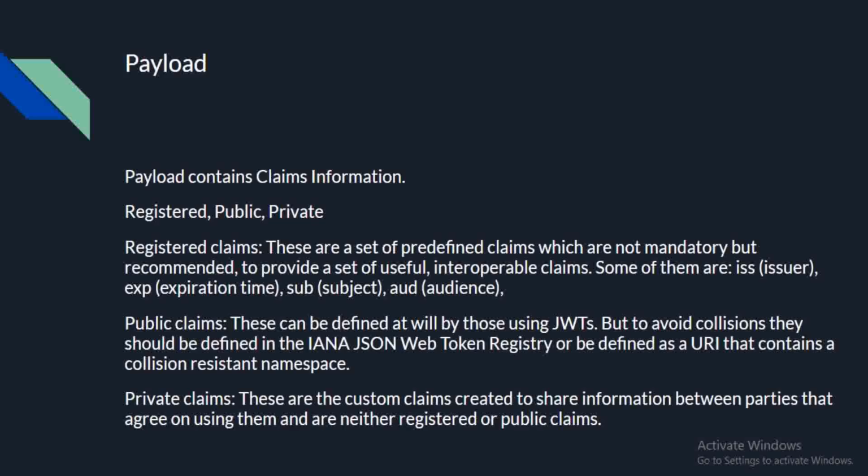The second part of the JWT is the payload. The payload has three types of claims: registered, public, and private. Registered claims include issuer, expiry time, subject and audience. Public claims and private claims can also be used in the payload.